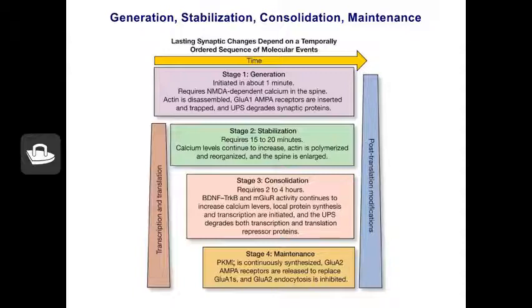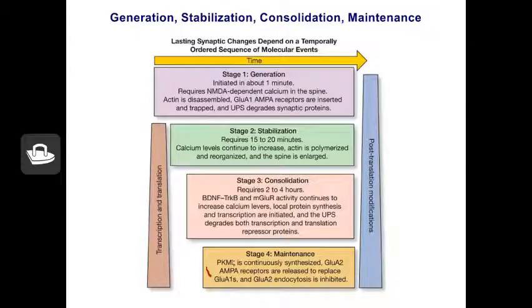Furthermore, during the consolidation stage, the UPS system is engaged in degrading repressor proteins that would otherwise limit and perhaps slow down the genomic cascades that are responsible for the consolidation of the potentiation of stimulated spines.